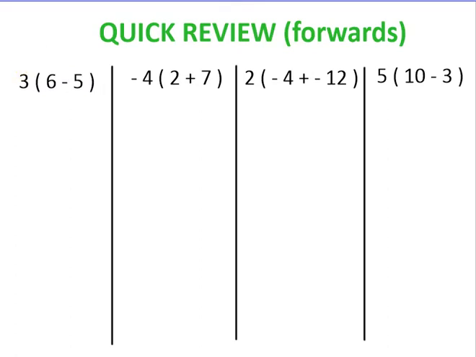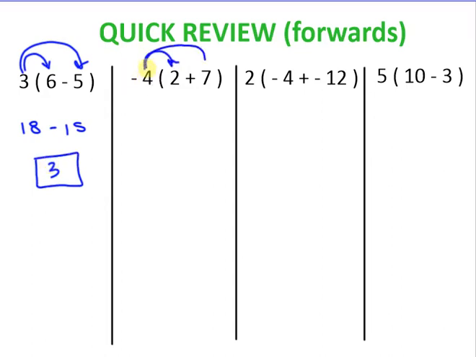We're going to distribute the 3 to the 6, distribute the 3 to the 5. So 6 times 3 is 18, minus 3 times 5 is 15. 18 minus 15 is 3. That's our final answer.